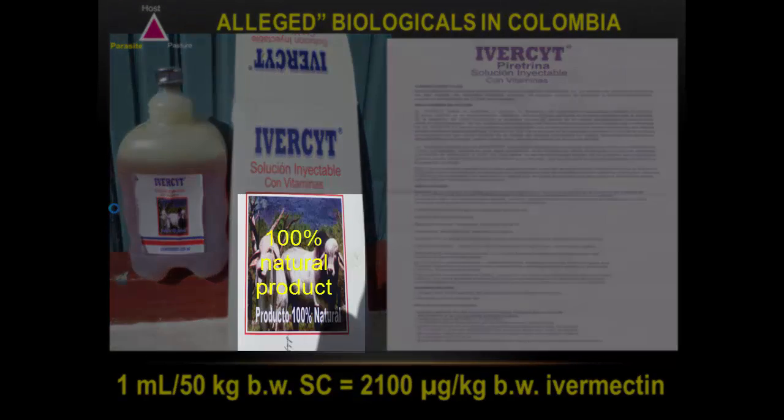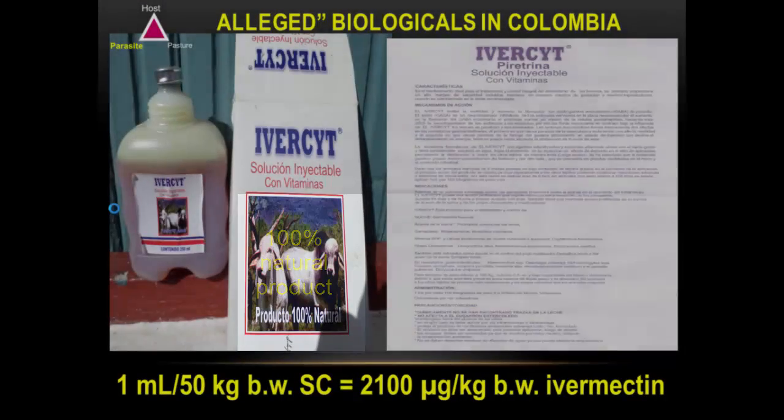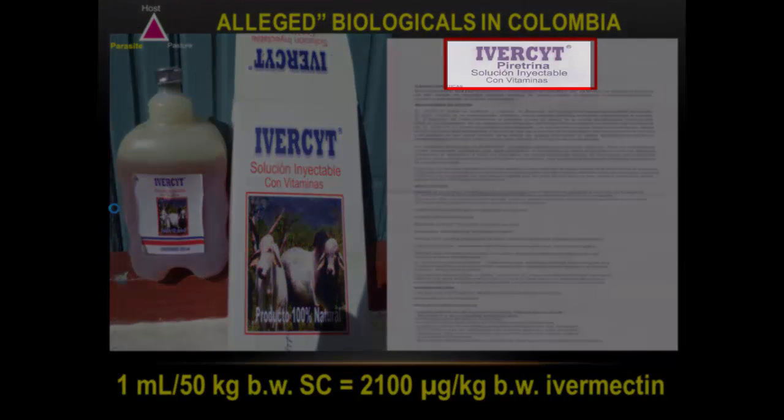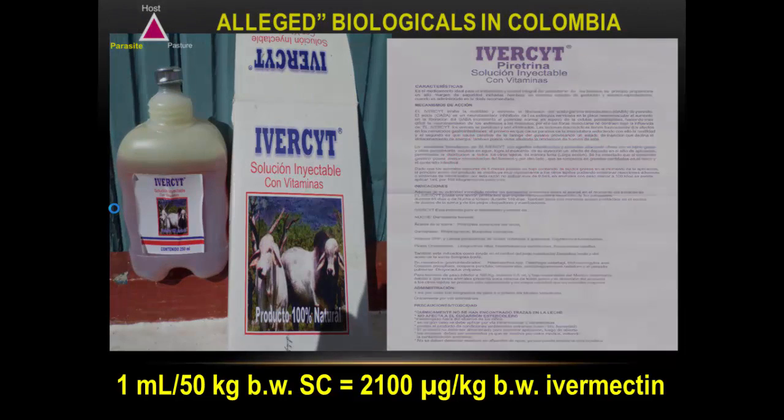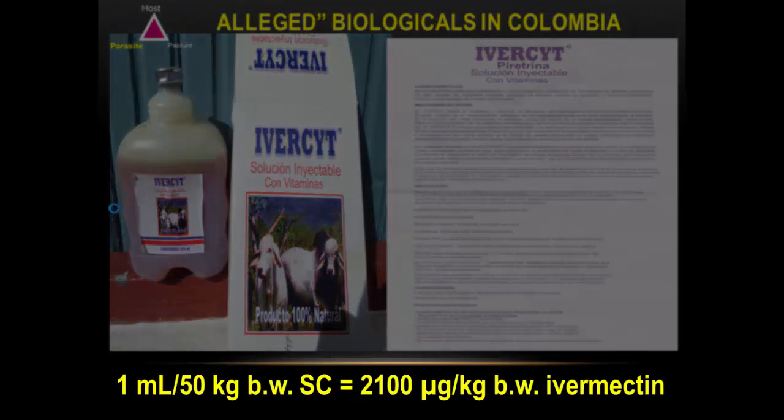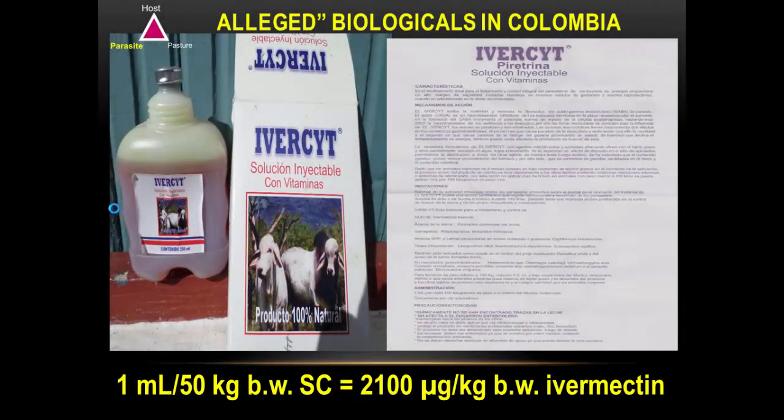Here is an example of an injectable formulation that claims to be a natural pyrethrin against both endo and ecto parasites. We did some HPLC analysis and found a concentration of 10.5% ivermectin. The label recommends using a volume per body weight that would deliver a dosage of 2,100 micrograms per kilogram of body weight of ivermectin in the animal. This is approximately 4 times the maximum dose recommended for any approved ivermectin on the market.